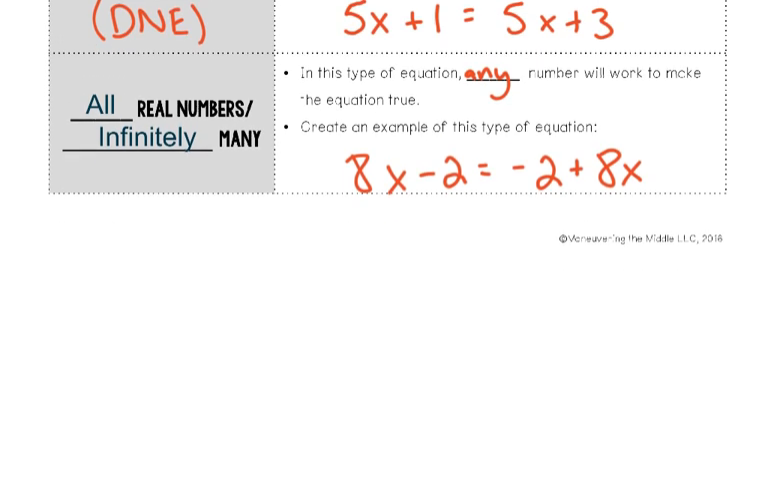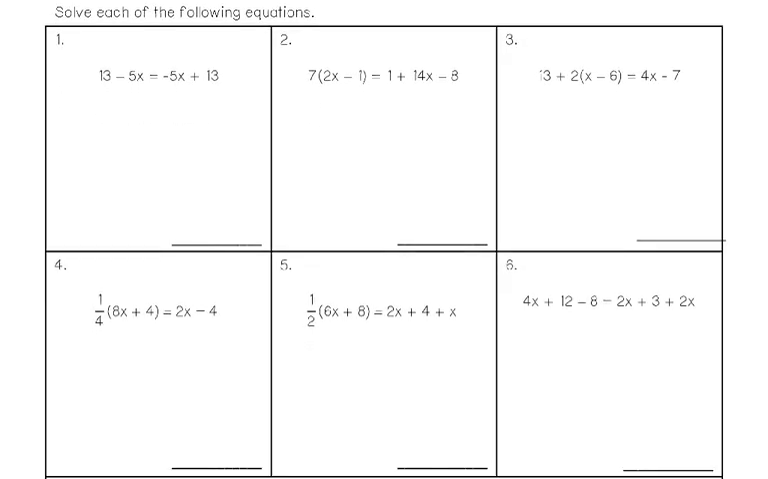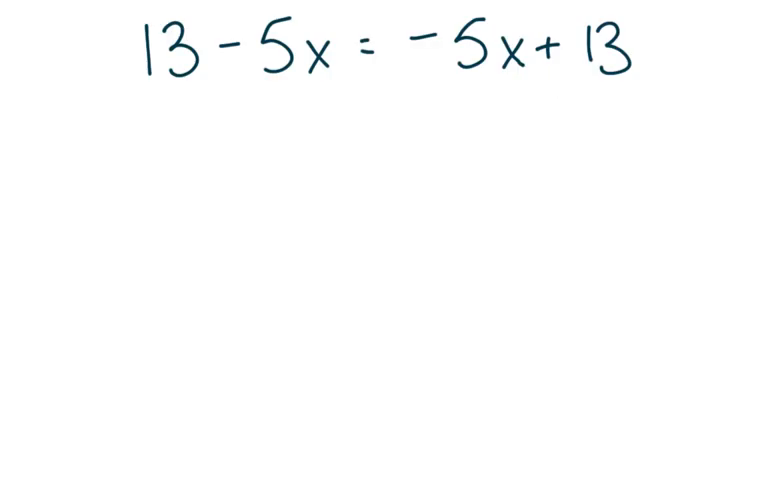So let's go ahead and look at some more examples and see if we can figure out what type of equations we have here. So when we look here, we'll just figure out what type of equation it is, and then we'll solve for the variable if we can. So let's look at number 1. I can tell by looking at this problem what kind of solution it's going to have. Can you tell? If you can't, what we're going to do is go ahead and just solve it like normal.